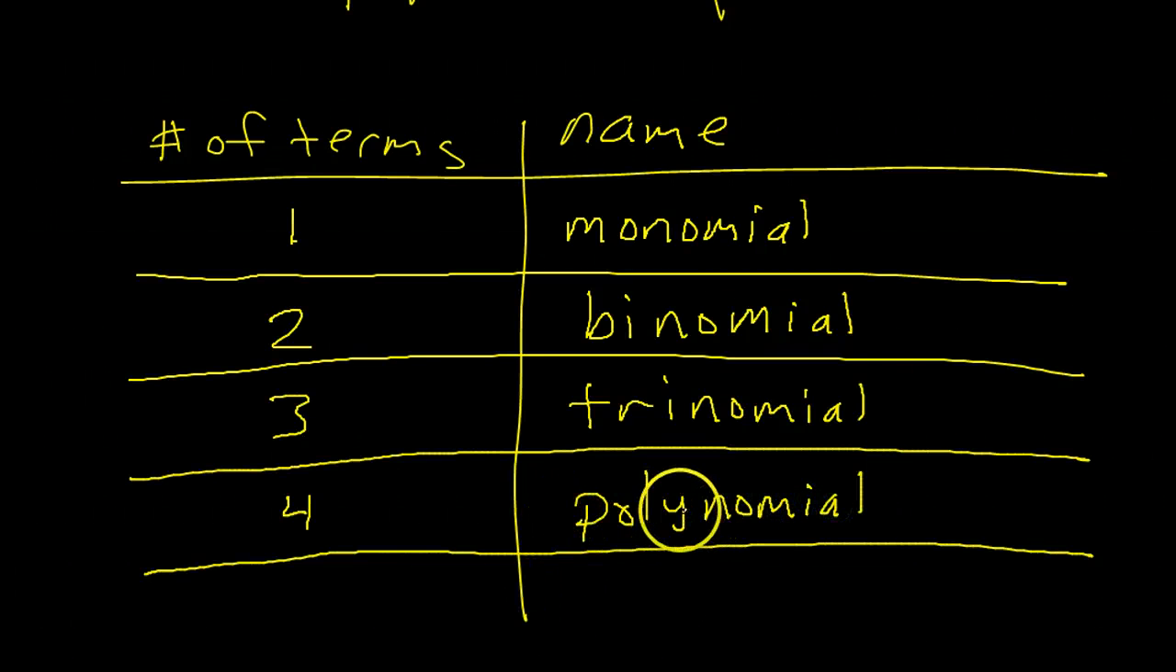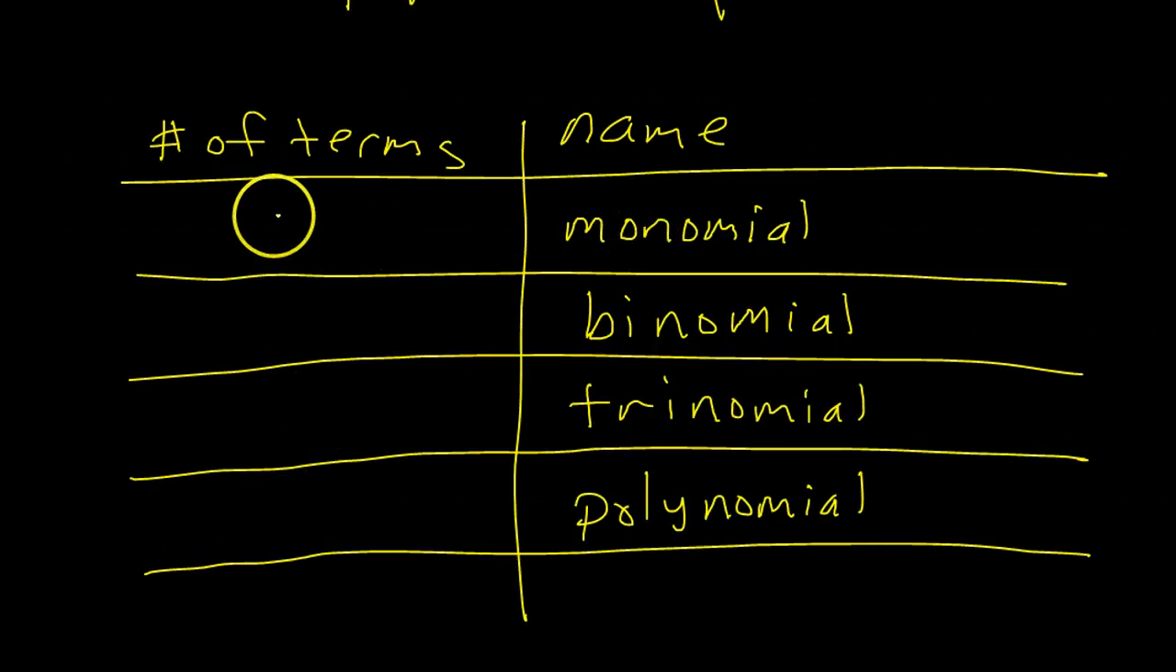The root poly meaning many. But please understand that all of these are actually polynomials. Even if it has one term, two terms, three terms, those are polynomials as well. So this is sort of an umbrella term. Okay, so just for example, let's just squeeze them right in here.